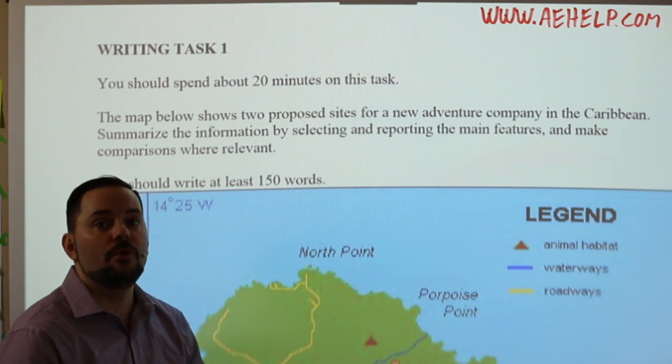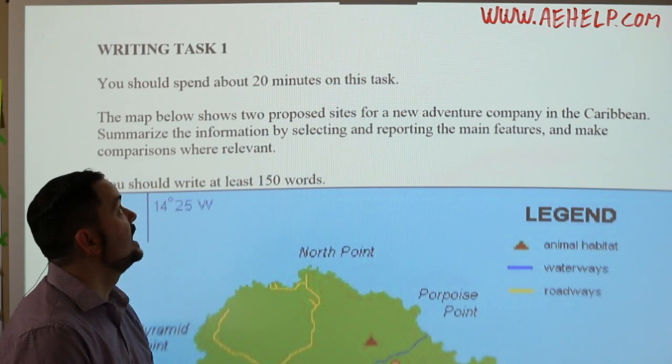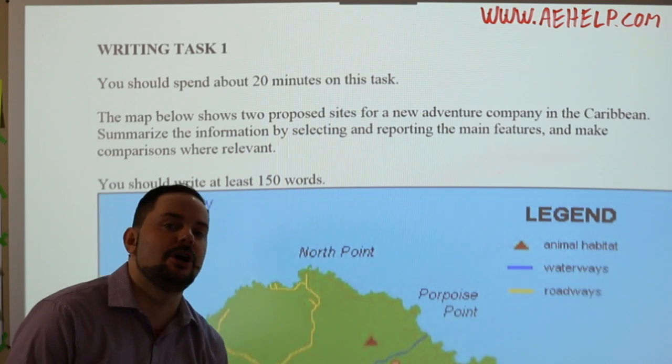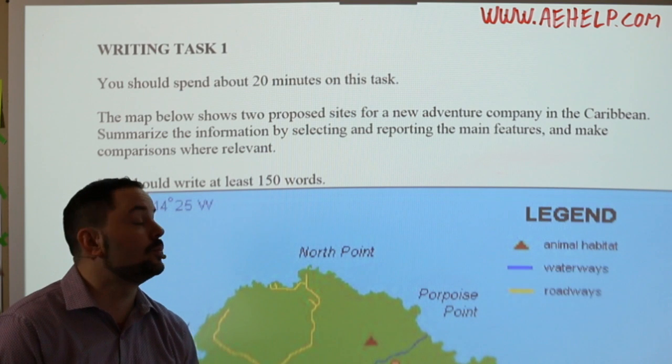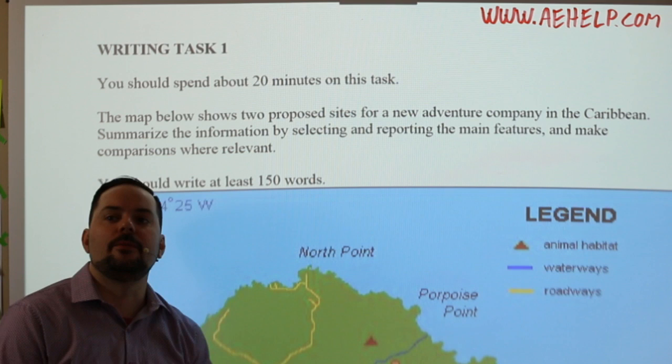Here we go. You should spend about 20 minutes on this task. So writing task 1, it's worth 1/3 of your total mark for the writing section, which means it's worth about 35% of your writing mark.